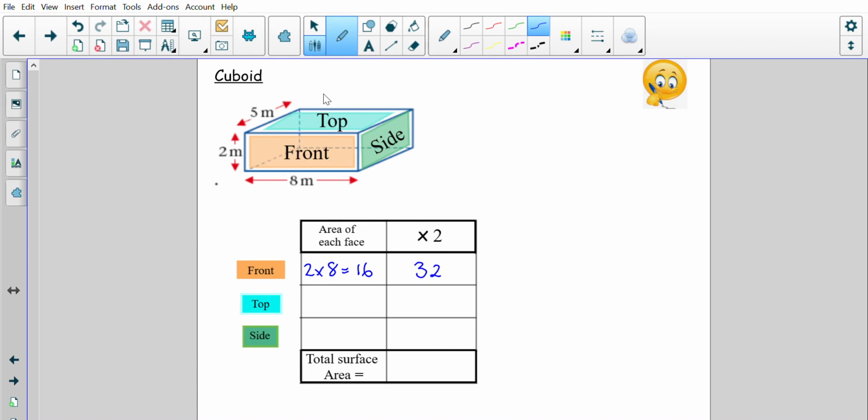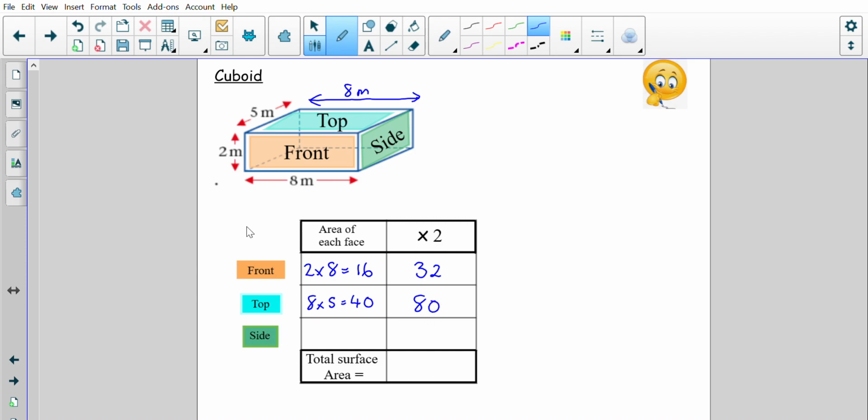The top face we should be able to see. So along here, I know that that's also going to be 8 metres. So my top face is 8 metres here by 5 metres here. So it's 8 times 5, which is 40. But again, the bottom is the same. So I've got 2 rectangles of size 40. So that gives me 80.